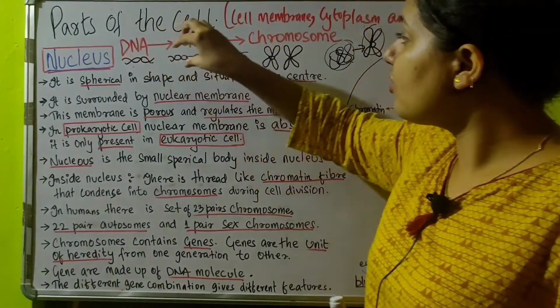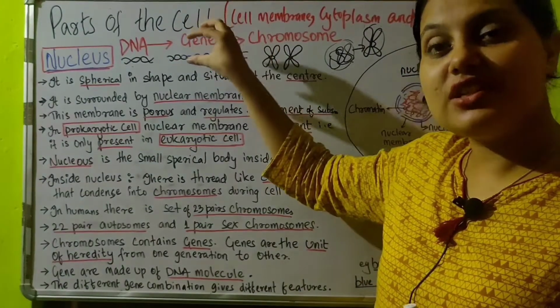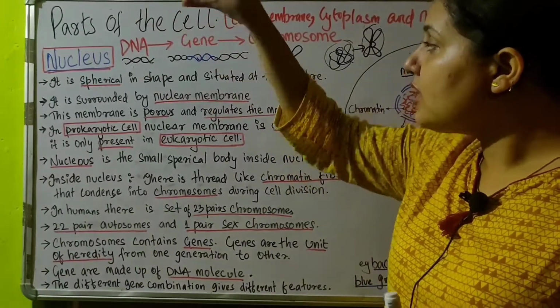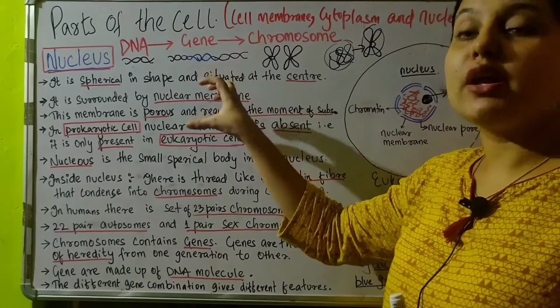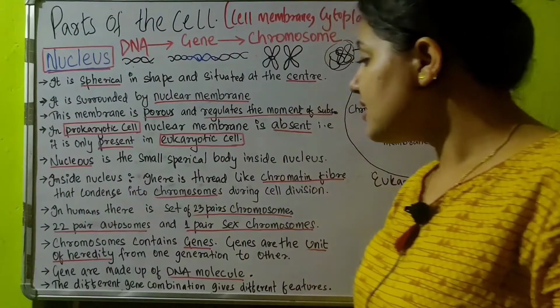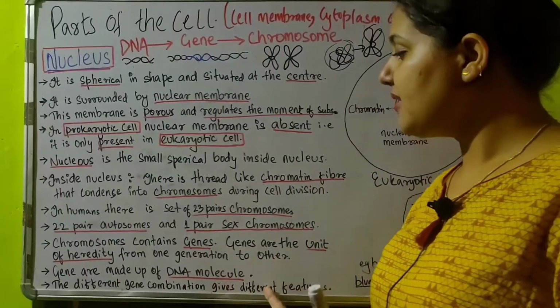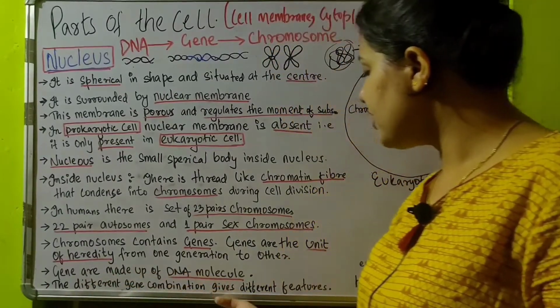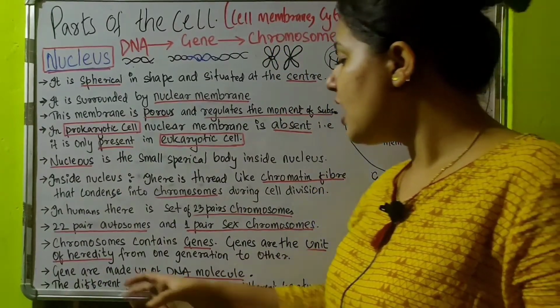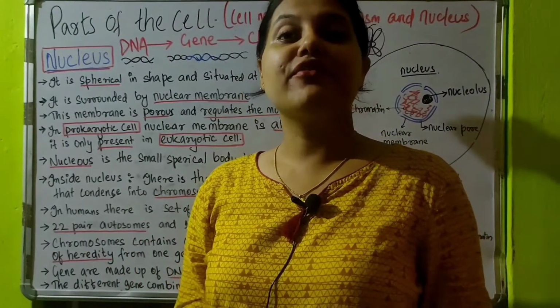The combination of DNA contains the information, that is gene, and all this information combines with one another and forms a chromosome. You see here, genes are made up of DNA molecules. I have already mentioned that different gene combinations give different features. That means the genes combine in different proportions and give different features.